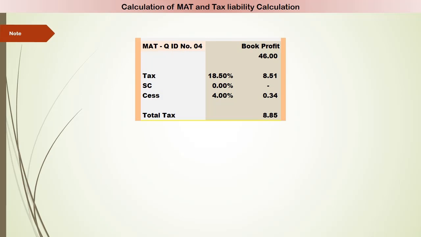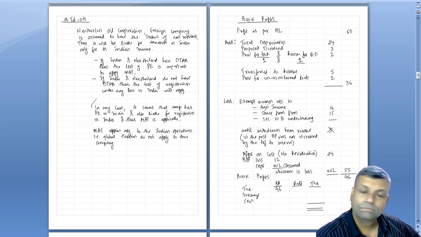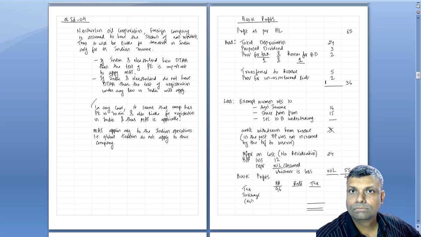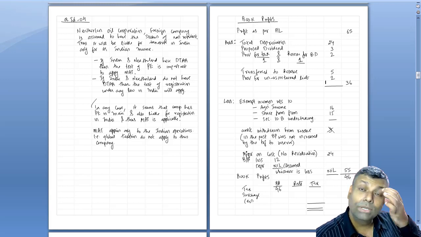So you just multiply the tax book profit with the book profit rate, that means your tax rate for MAT provisions, and get the tax liability, surcharge and the cess numbers. All these numbers you will get from your rate cards. You just have to use your calculator, multiply and proceed. Is that okay?